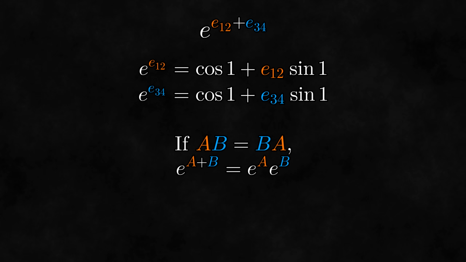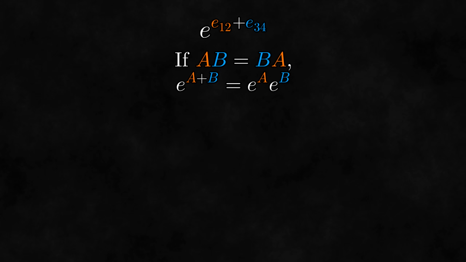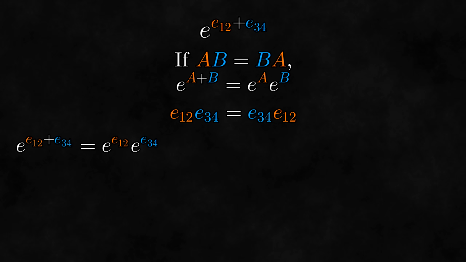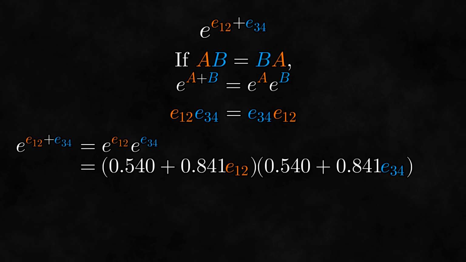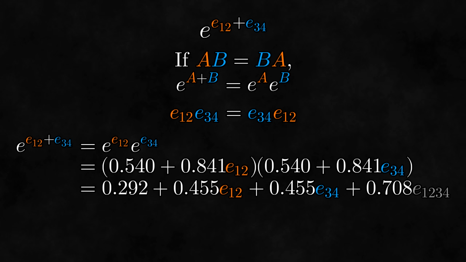However, even in geometric algebra, if you are in a case where AB is equal to BA, you can use this identity. Going back to e to the E12 plus E34, we're in luck. E12 and E34 do in fact commute, so despite what I said earlier, we can calculate this exponential by using this identity, calculating each exponential separately, and then multiplying the results.